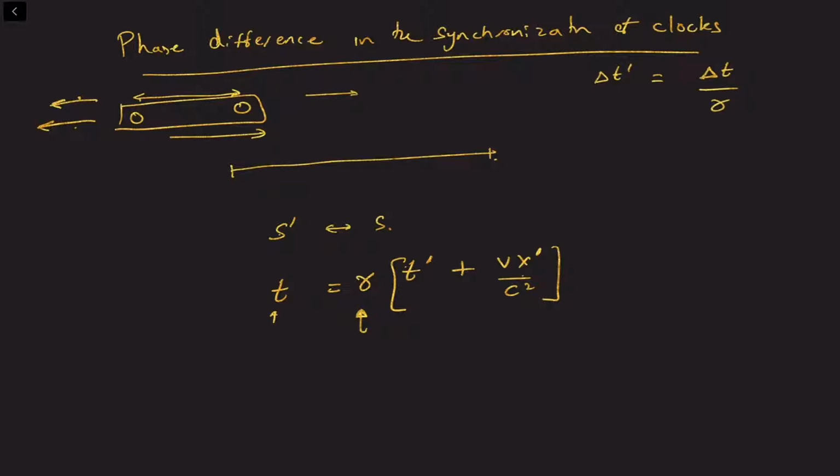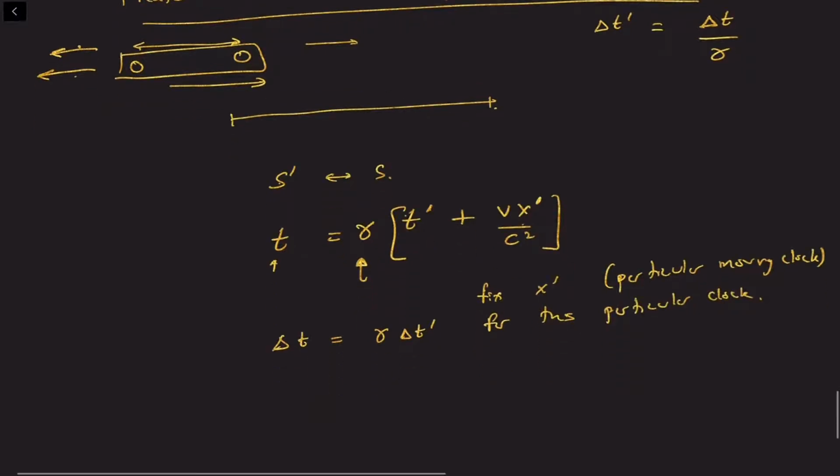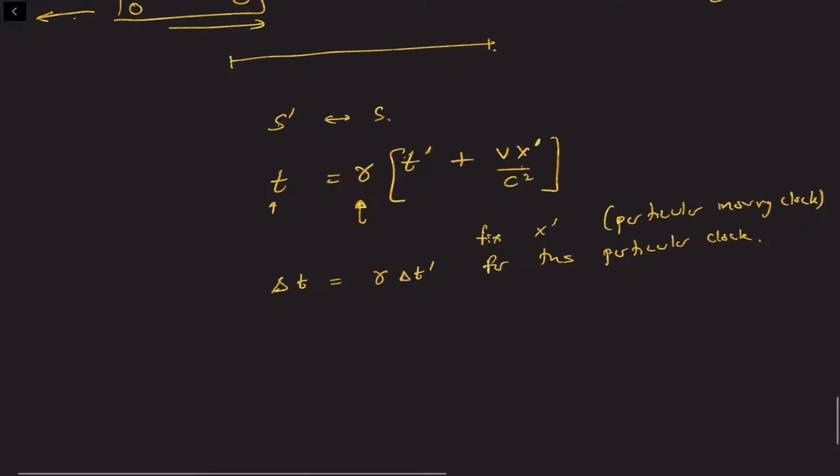So if I take a moving clock at a fixed x prime, that's a particular moving clock on the train, moving with a particular train observer, and therefore the time intervals delta t would be gamma delta t prime for this particular clock. But now what we're interested in is asking if we have two different clocks on the train that are separated by a length L prime, so one clock over here, one clock over here, what is the phase offset of these two clocks.